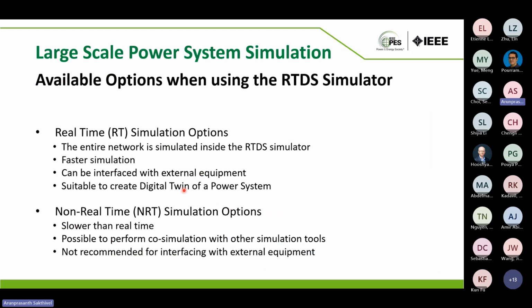Okay, so next I want to talk about the large-scale simulation options that we have when using the RTDS simulator. There are two options available. One is the real-time simulation option and the other is the non-real-time simulation option. When talking about the real-time simulation option, the entire network is going to be modeled inside the RTDS, and it is a faster EMT simulation, and we can interface with external equipment. It's also suitable to create a digital twin of a large-scale power system.